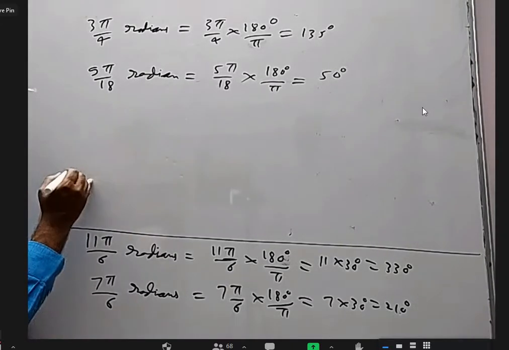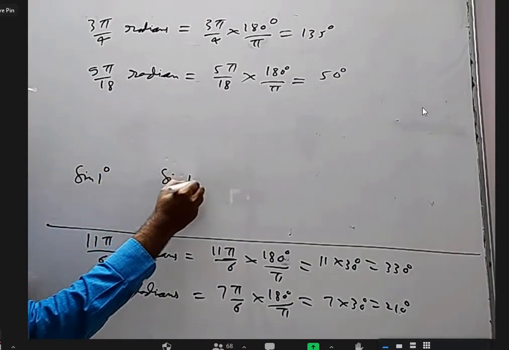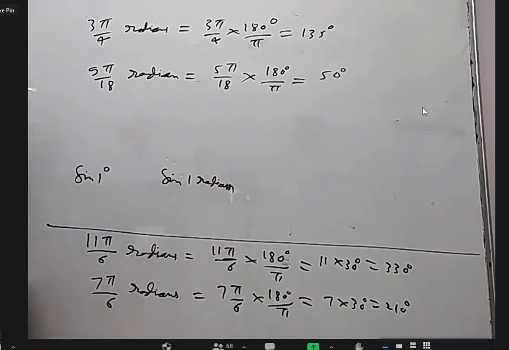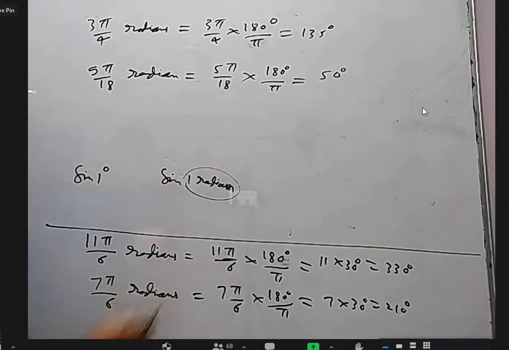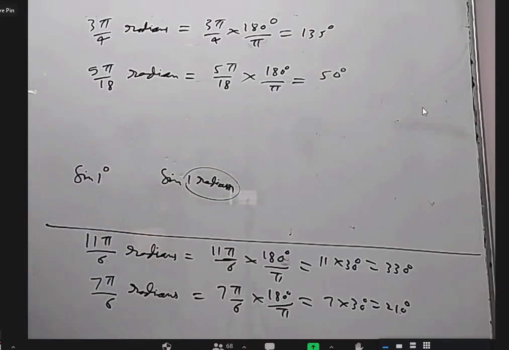Okay, you don't have to write, just try to answer this one simple thing. Sine 1 degree is greater or sine 1 radian is greater? Which one is greater? Sine 1 radian is greater, sir. Why? Because 1 radian is equal to 180 by pi degrees, around 57 degrees, very close to 60 degrees. That is greater than 1 degree, and sine value is an increasing function. Okay.